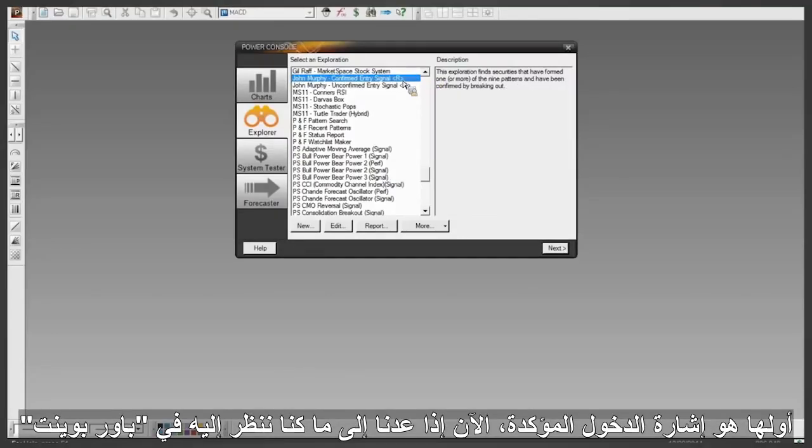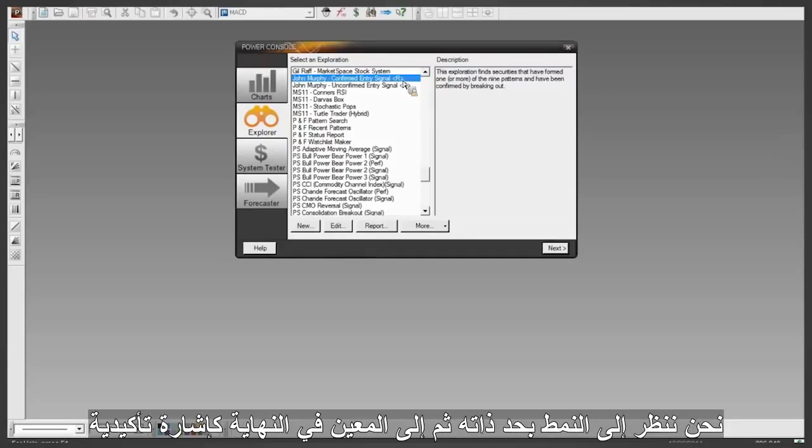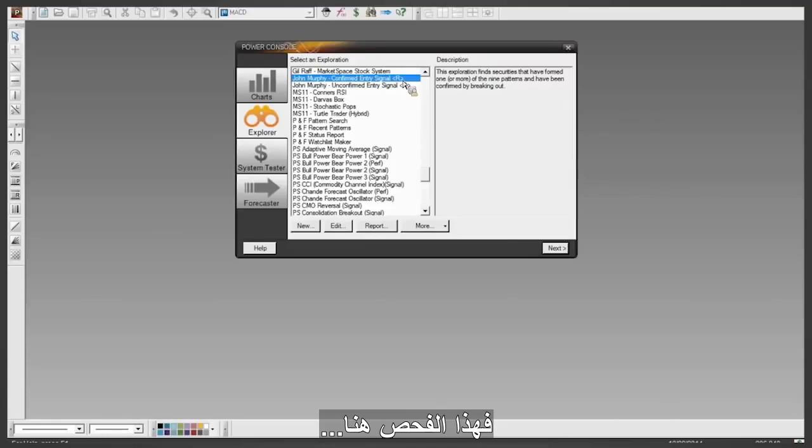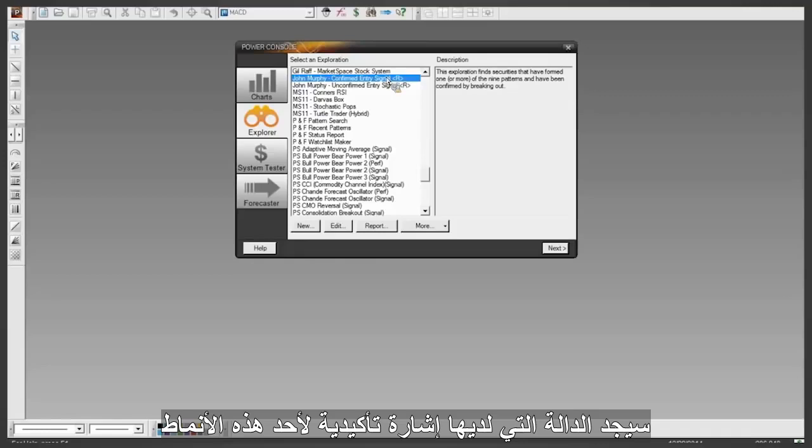Now, if we go back to what we were looking at in the PowerPoint, we were looking at the actual pattern itself and then that diamond at the end as a confirmation signal. So this scan right here, this exploration, is going to come back with the instruments that have a confirmed signal with one of those patterns.